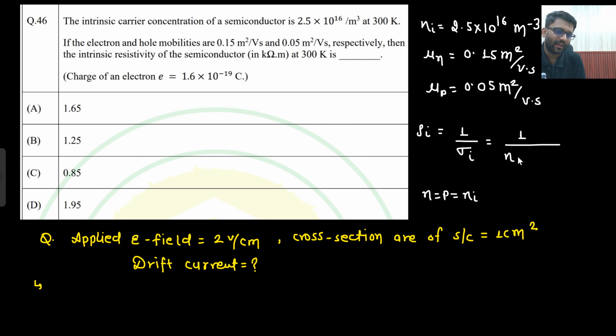So in nq mu, ni will come common. q will also come common. mu will not come common. So that will be mu n plus mu p. There you go. This is the formula, and I will be able to write down the final answer.